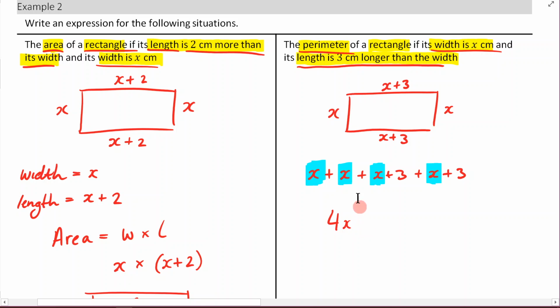And as you can also see, I have 2 constants there. I have plus 3 and plus 3. Plus 3 plus 3 is going to be plus 6. And that is going to be my answer.